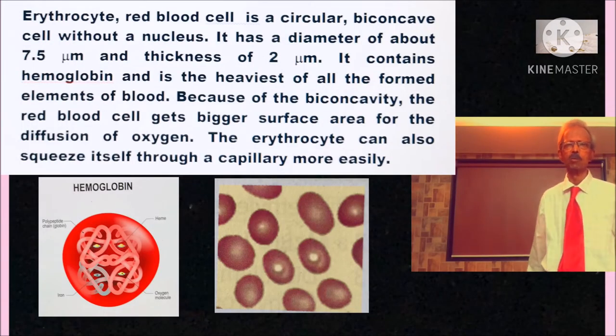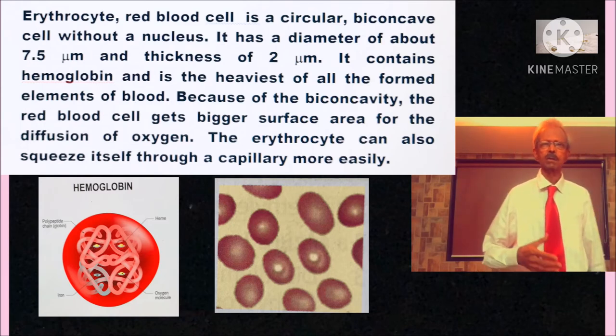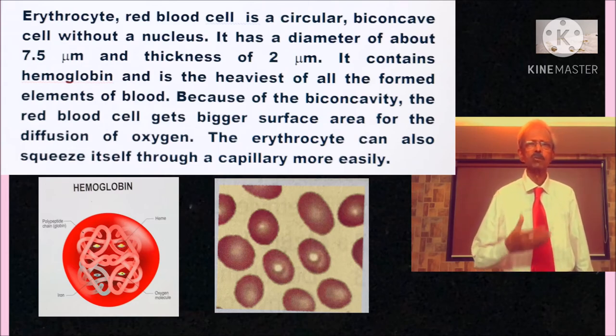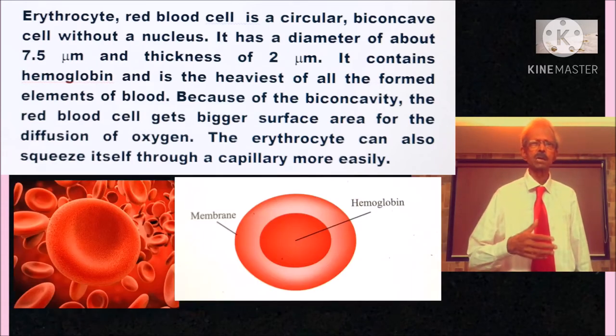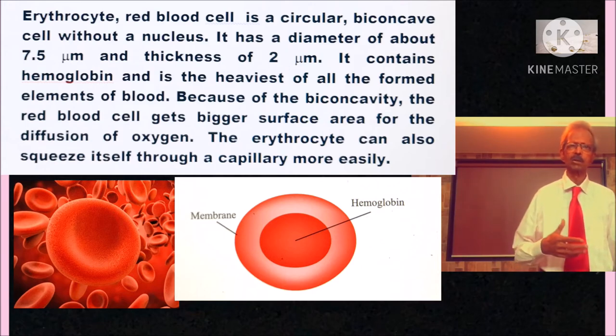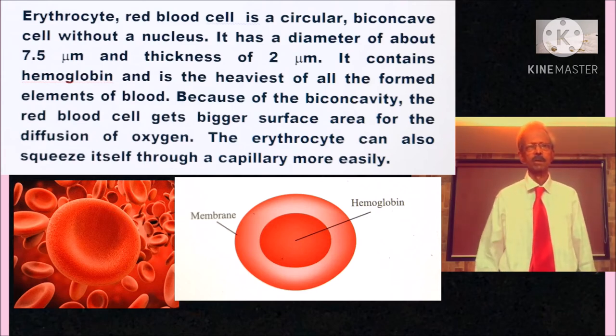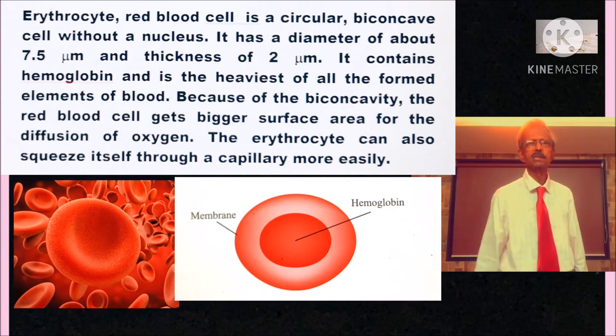Well, now I will give you information on various cells of blood. First, red blood cell, erythrocyte. It is a circular biconcave cell without a nucleus and it has a diameter of about 7.5 micrometer and thickness of 2 micrometer. It contains hemoglobin and is the heaviest of all formed elements of blood. Because of the biconcavity, the red blood cell gets bigger surface area for the diffusion of oxygen.